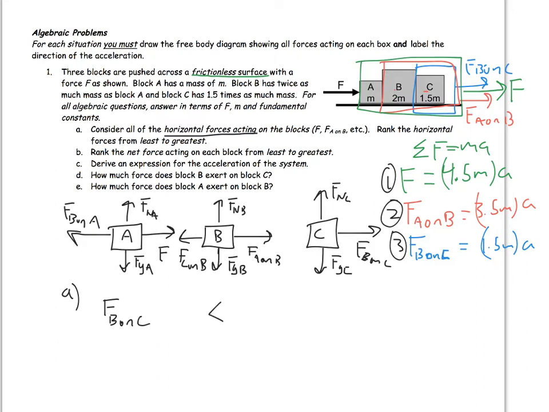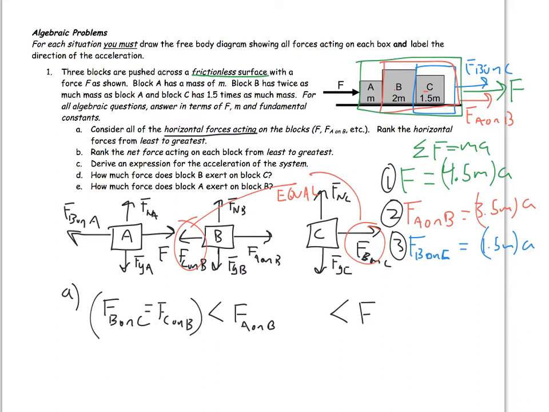That's going to be less than F of A on B, which will be less than F. One thing I do need to keep in mind, though, is F of B on C and F of C on B are a third law pair here, so they are equal. So that means that F of B on C, which is equal to F of C on B, both of them will be less than F of A on B.